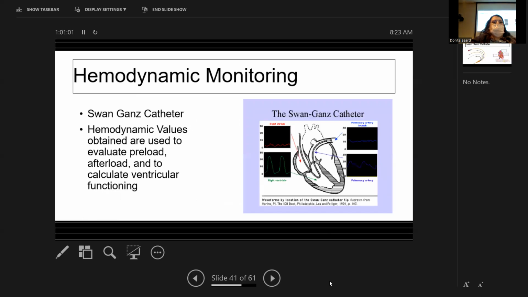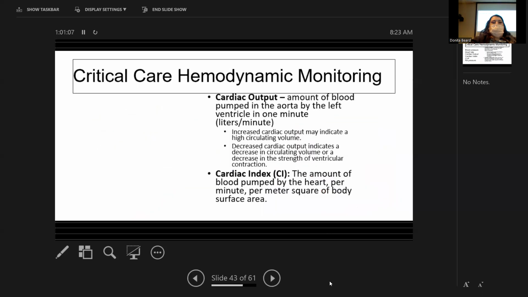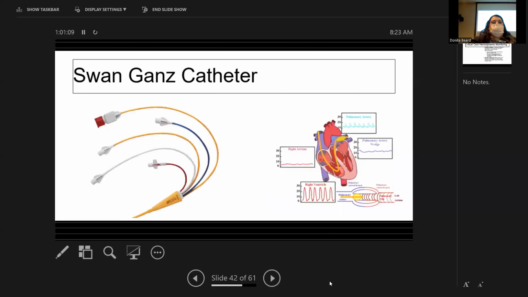So you all are used to Swan-Ganz catheters. That's the best way to do hemodynamic monitoring. When looking at a Swan, you're looking at a lot of things. So the CVP. CVP is a measure of preload, right? So that'll kind of tell you how much gas is in the tank.